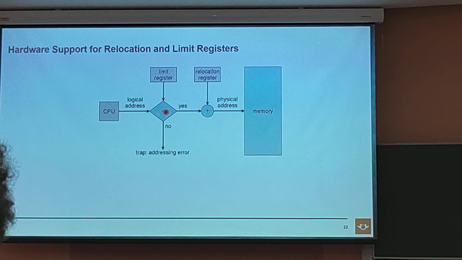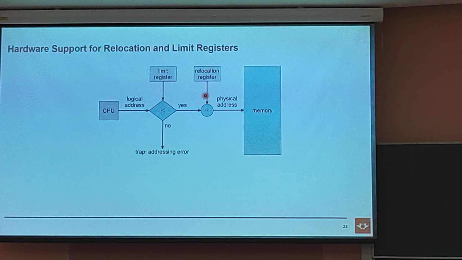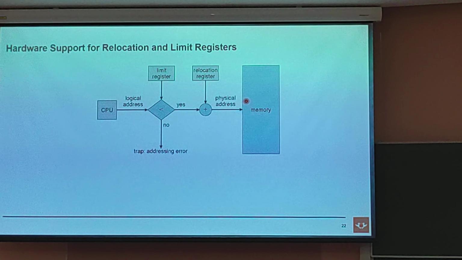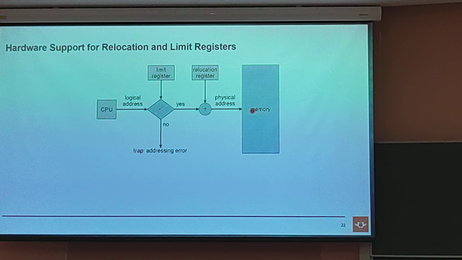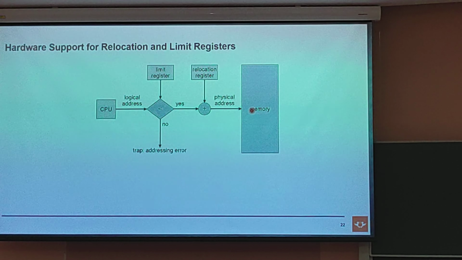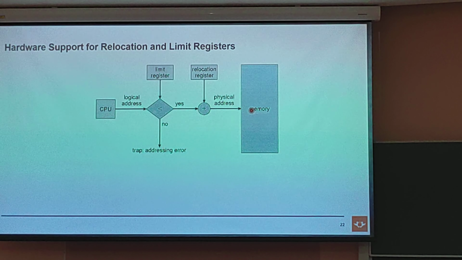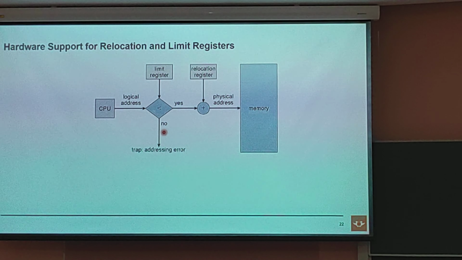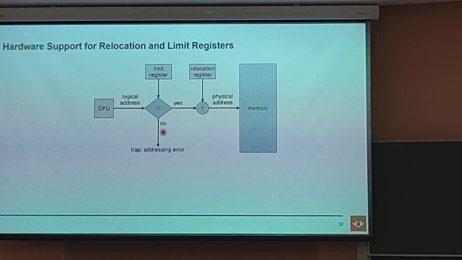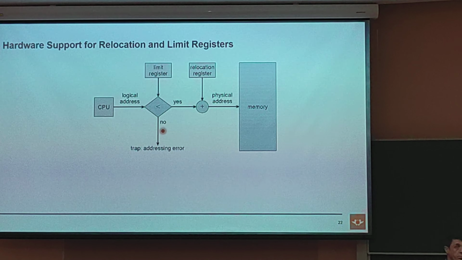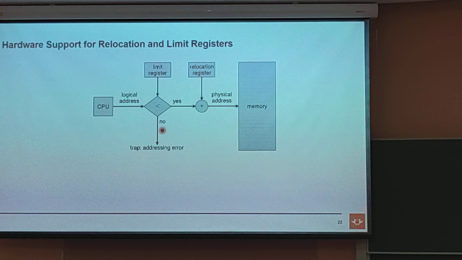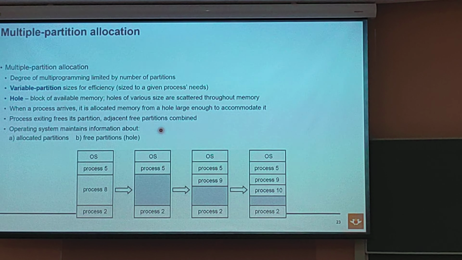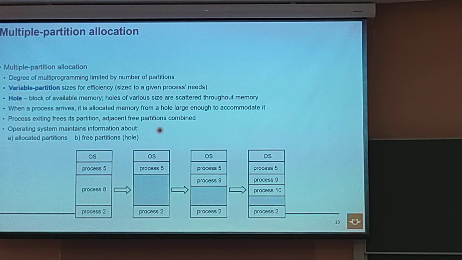If it is smaller than that, then I add the logical address to the relocation register and then give you my physical address. That's really how this relocation works. If obviously the value was greater, then what they call a trap or an interrupt occurs, because then you've got a general protection fault where the memory doesn't fit in there.